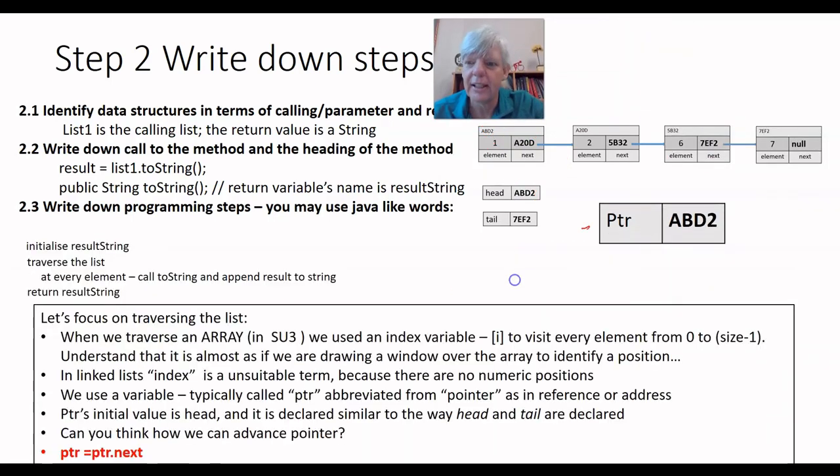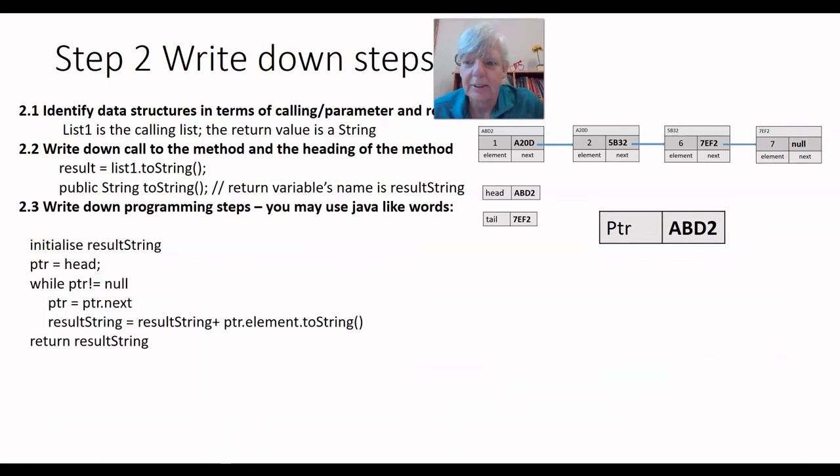Okay, so traversing that list. There's your answer. Pointer is pointer.next, but when are we done? How do we stop? When do we reach the end of the list? The answer is that null there. We stop if, after we've said pointer is pointer.next, that equals null, then we know we are at the end of the list. There's some Java for you to stare at.